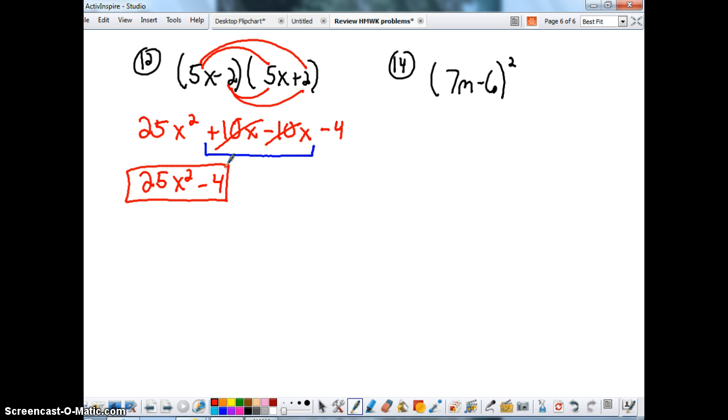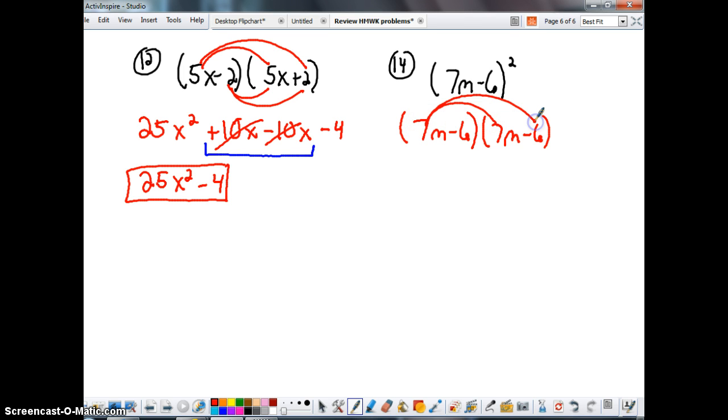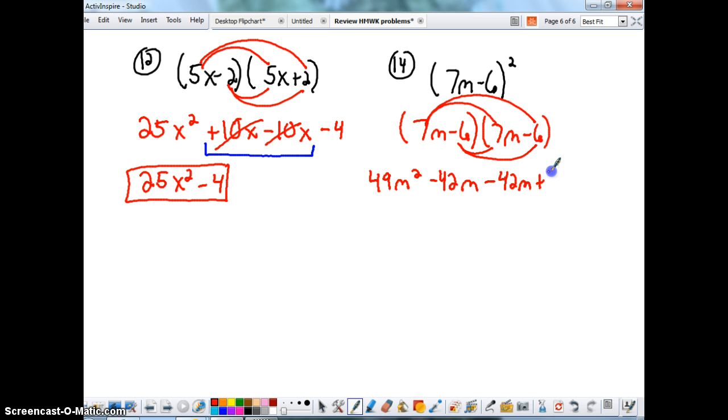Number 14, 7m minus 6 all to the second. That means you have two 7m minus 6s. So I first need to rewrite this: 7m minus 6, 7m minus 6. When you are doing this, you have to remember to rewrite it. That's the biggest mistake I normally see with students. Now you just FOIL this. 7m times 7m and times the negative 6 gives you 49m squared minus 42m. Negative 6 times 7m and negative 6 times negative 6 is negative 42m plus 36.